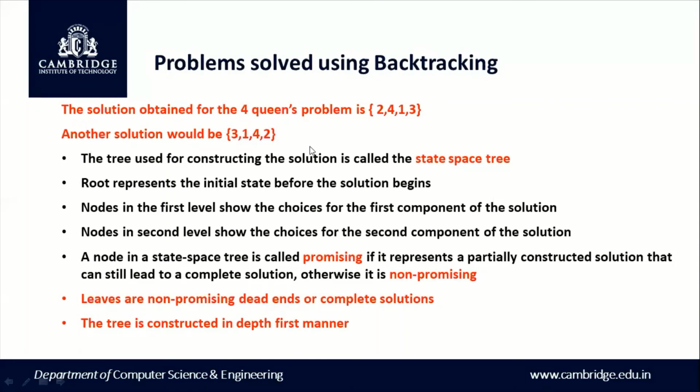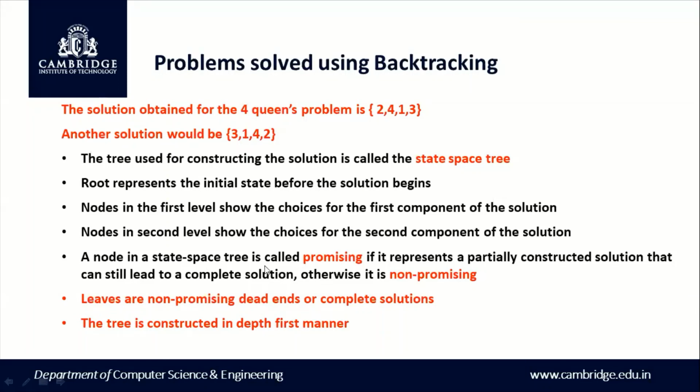Now, just to discuss the terminology, for any backtracking problem solving, the tree that you generate while constructing the solution is called a state space tree. The root represents the initial state before the solution begins. Nodes in the first level show the choices for the first component. Nodes in the second level show the choices for the second component, and so on.